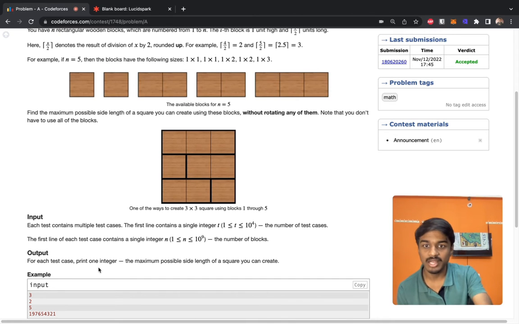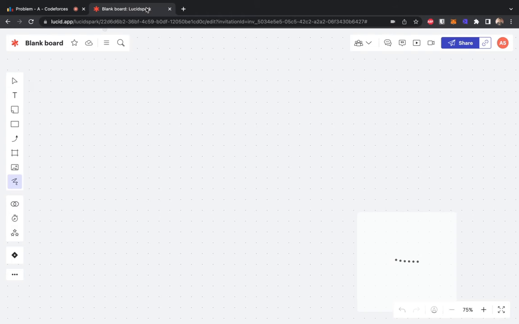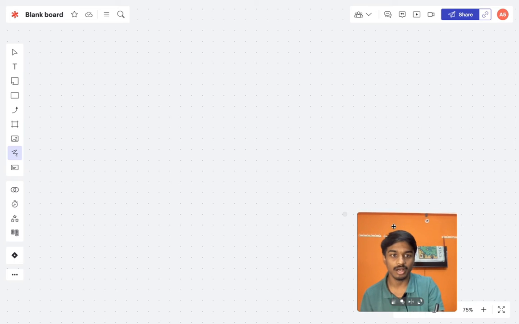So they are telling that given an integer n, we have to generate that number of boxes, and we have to report the maximum possible side length of a square you can create. If n equal to 5, they already gave that the side length will be 3 cross 3. We are getting 3. So let's try to find out by some pattern or something. We don't know, but let's figure it out. So right now I'm trying to find out how this is happening.